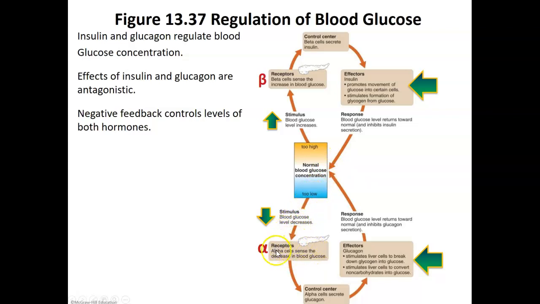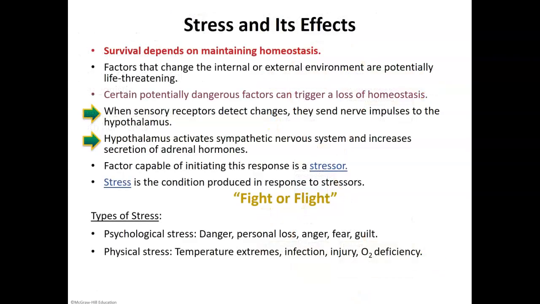Well, now the alpha cells sense the decrease. They're going to release glucagon, and glucagon is going to stimulate the breakdown of glycogen and fat to put more glucose back in the blood. And we keep looping back and forth, and we're never actually at that perfect average, but via the law of the up and the down averages, we end up at homeostasis. All right, so what does stress do?